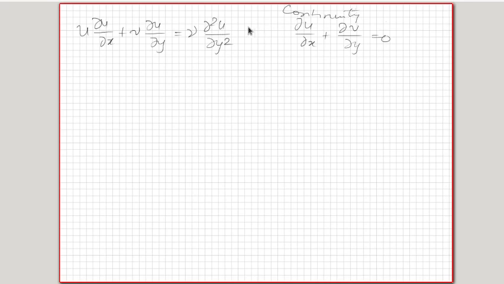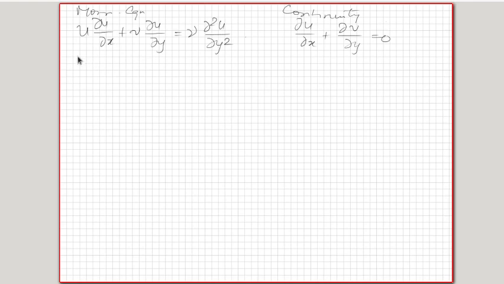The boundary layer equations, what do they look like? They look like u del u by del x plus v del u by del y is equal to nu times del squared u by del y squared, which is the momentum equation. Of course, the continuity equation is del u by del x plus del v by del y equal to 0. So this is the continuity equation, and this is the momentum equation in the x direction. The momentum equation in the y direction, of course, we said is negligible.